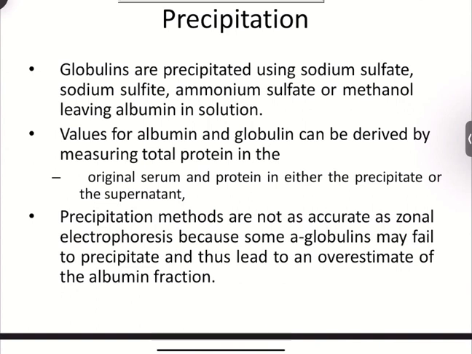Bakit? Your alpha globulins are too small. They can be maipit, they can be in between those macroglobulins, causing a larger precipitate. Okay?